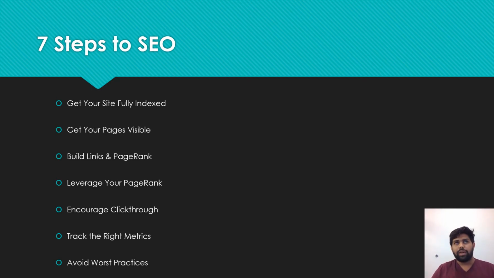And respective to that, Google also, in the algorithm, has a logarithmic scale which ranks the websites from 0 to 10. Based on that, the higher the rank, the more your website is going to be visible in one of the topmost organic searches. And then comes leveraging your page rank.